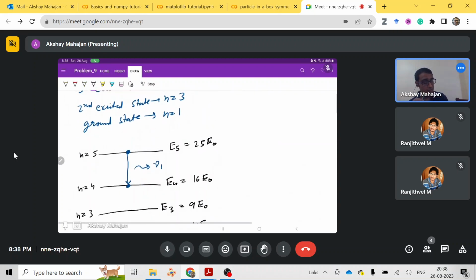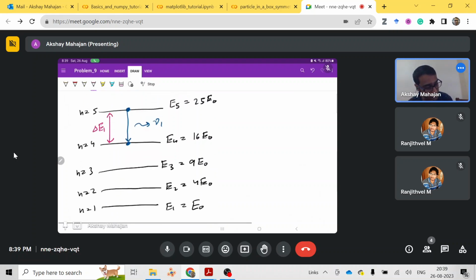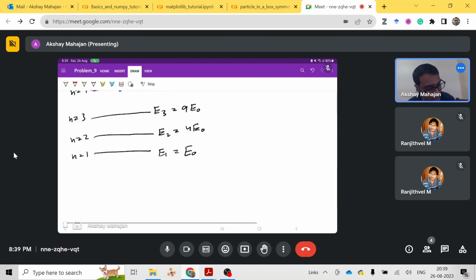Alright, so our first transition happens from n equals 5 to n equals 4, emitting a photon of frequency nu1. From here we can say that this energy difference is delta E1, and let's say this other energy difference is going to be delta E2. So what will our delta E1 be?